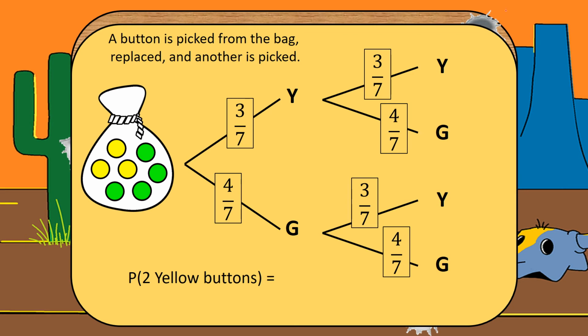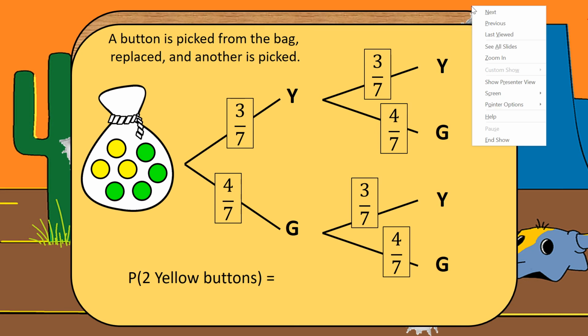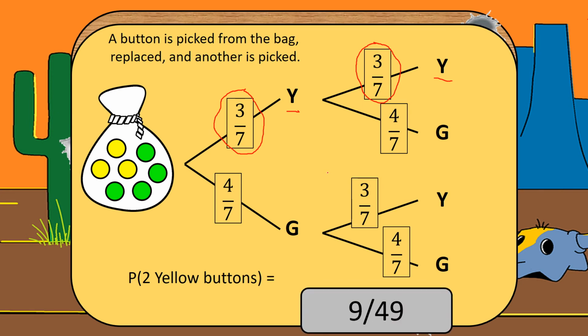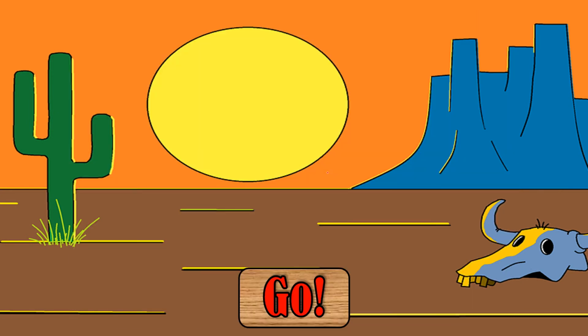So let's just recap what we've got on this one. We have, if I bring my pen back, my pen is on, that's okay then. So we've got the 3 7ths because we've gone to yellow the first time, and then 3 7ths because we've gone to yellow the second time. 3 7ths times 3 7ths, 3 times 3, and 7 times 7, 9 out of 49. Okay, on that one.